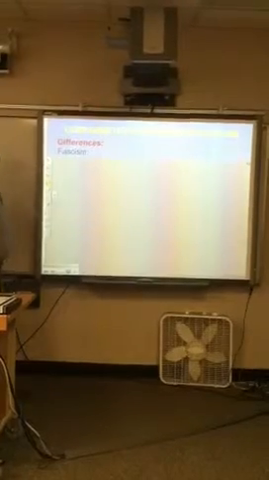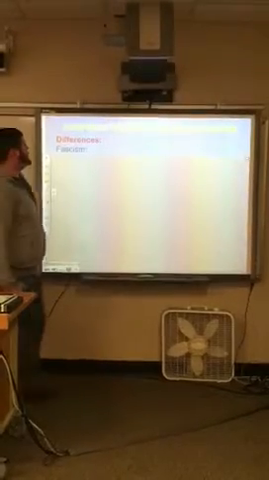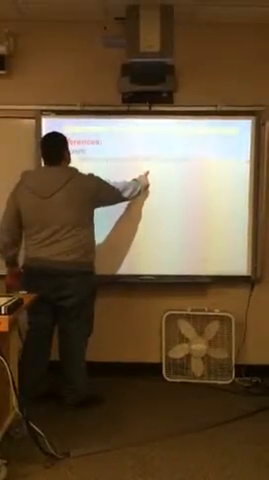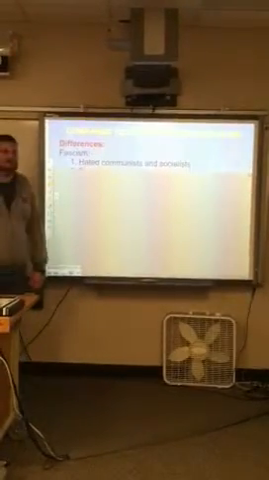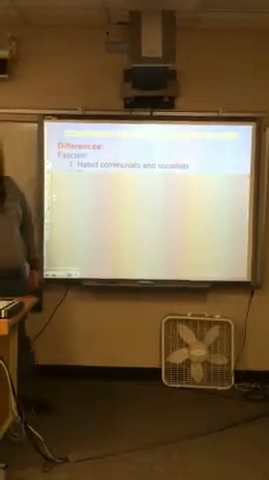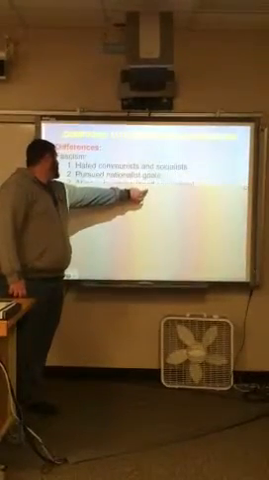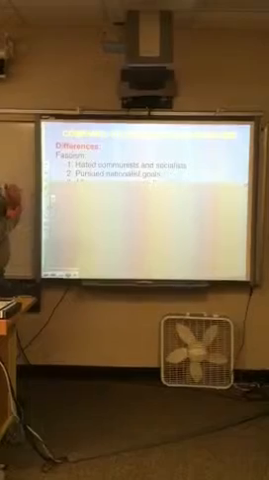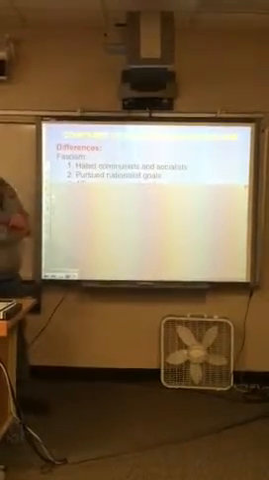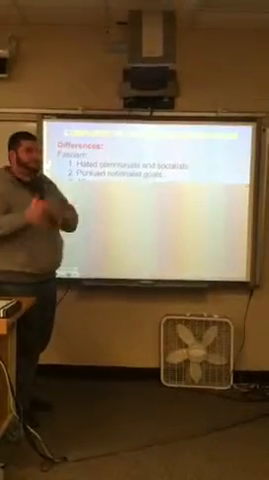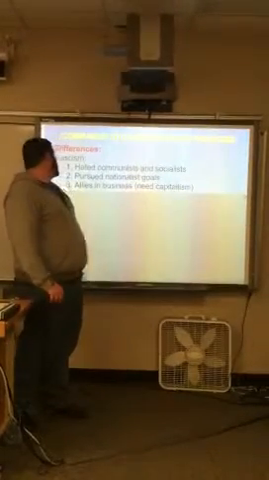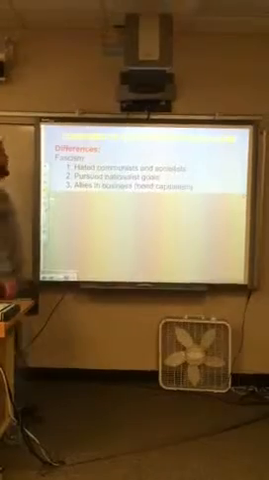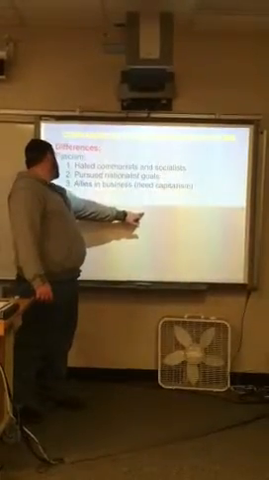Number 14, compare communism and socialism. Differences to fascism. One, fascism hates communists and socialists. That's a huge difference, right? Number 2, fascism pursues nationalist goals. So you just got to remember, fascism and nationalism kind of go hand in hand. Number 3, allies in business need capitalism, so they need capitalism.